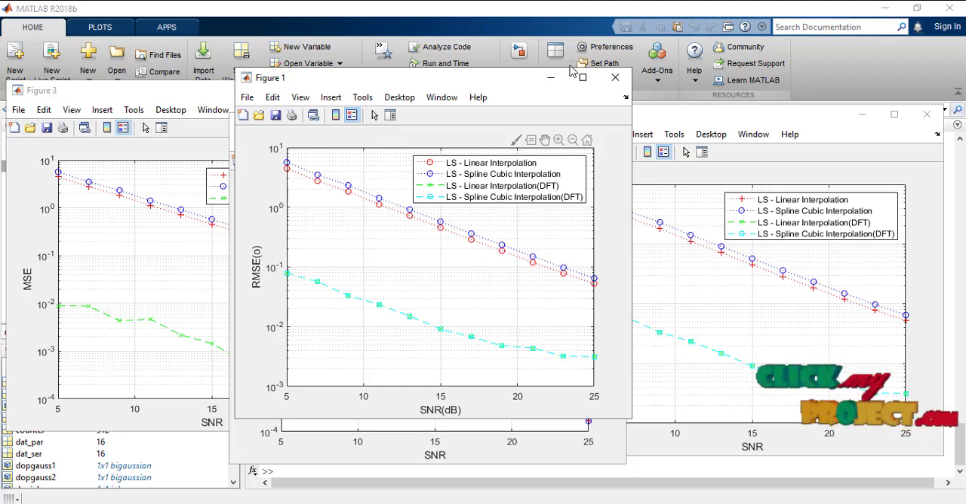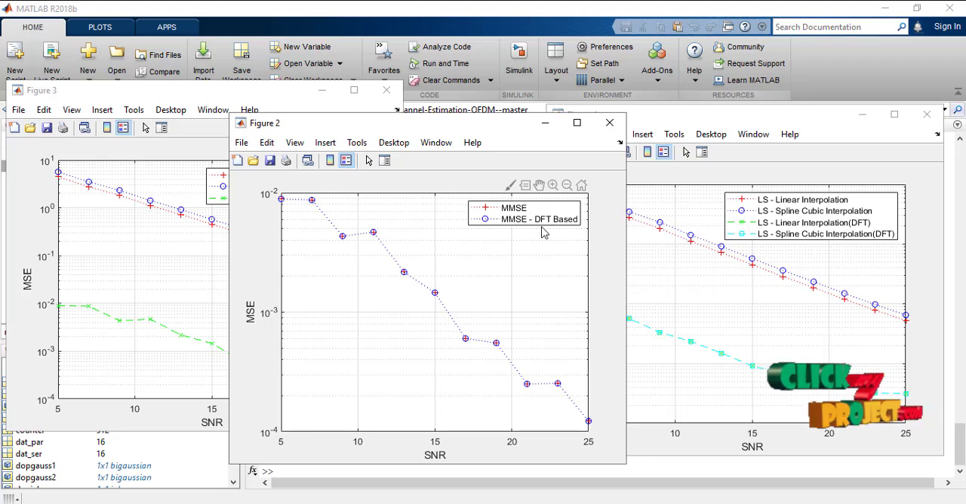This is the first one. And then the second one also shows the combination between the SNR and the mean square error. The first one is the MMSE, and then the second one is the DFT based. First one is the normal, second one is the DFT based. DFT is the discrete Fourier transform.